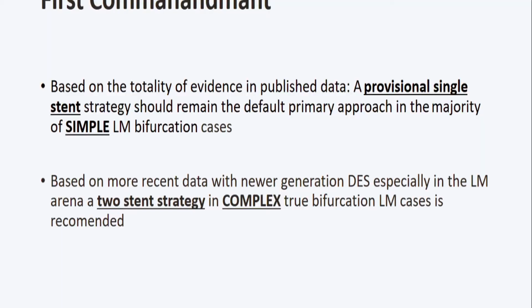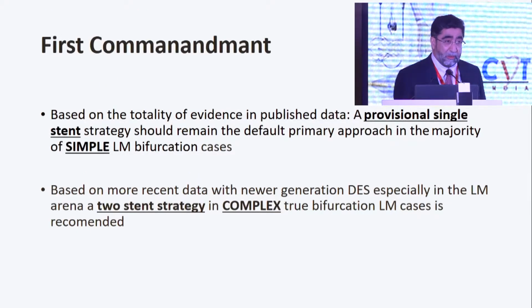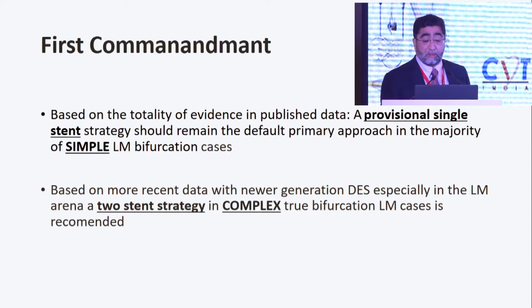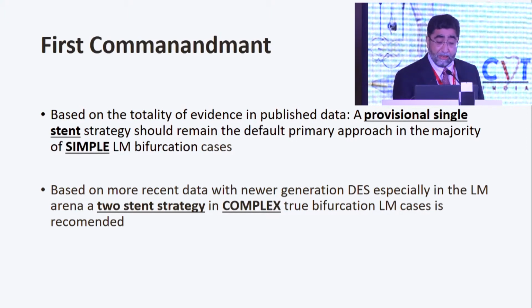So, first commandment. Based on, and we've just heard this from Dr. Mehta, the totality of evidence and published data, a provisional stent strategy should remain the default primary approach in the majority of simple left main bifurcations. Based on more recent data, again, Dr. Mehta presented this in his last talk, with newer generation drug-eluting stents, especially in the left main arena, a two-stent strategy in complex true bifurcation left main cases is probably recommended.